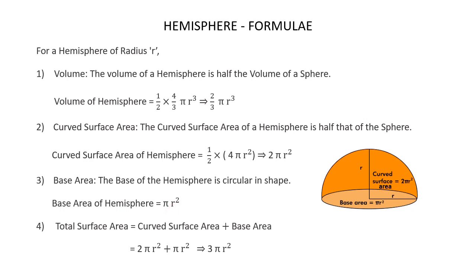Let's now look at the formula for the total surface area of a hemisphere. Now the total surface area of a hemisphere is equal to its curved surface area plus its base area. Now we know that the curved surface area of a hemisphere is equal to 2 pi r squared and the base area of a hemisphere is equal to pi r squared. So the total surface area of a hemisphere would be equal to 2 pi r squared plus pi r squared, which is nothing but 3 pi r squared. So the total surface area of a hemisphere is equal to 3 pi r squared. Remember these four formulae to solve problems on hemisphere.